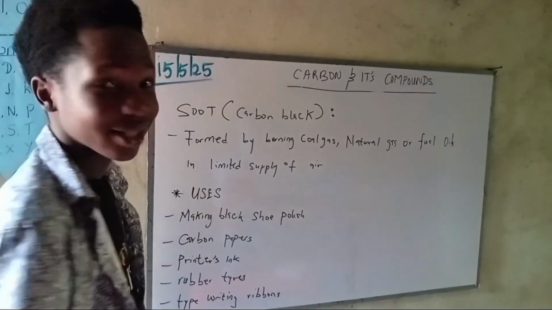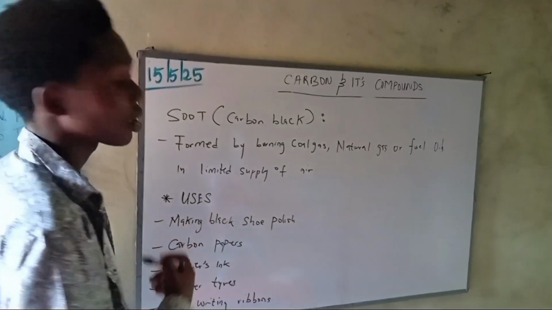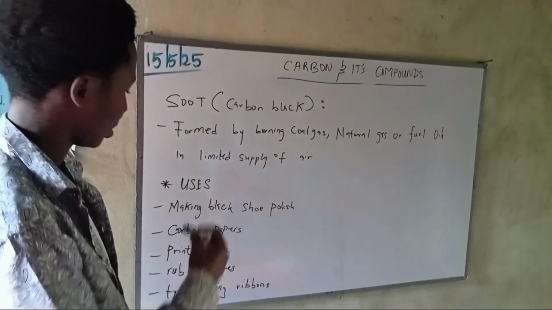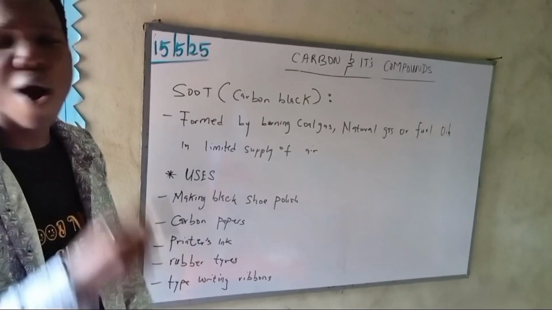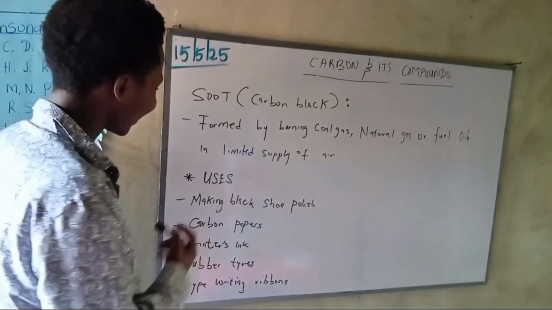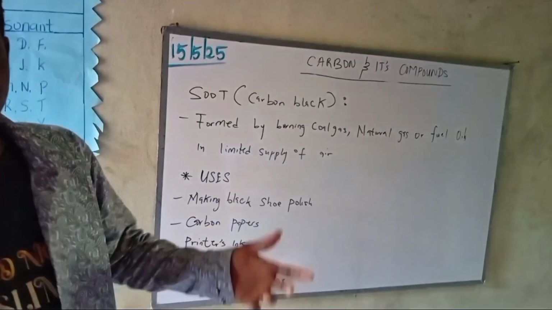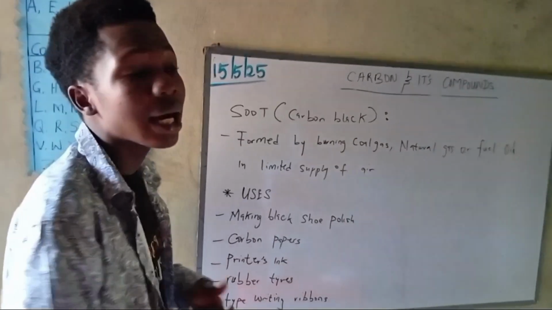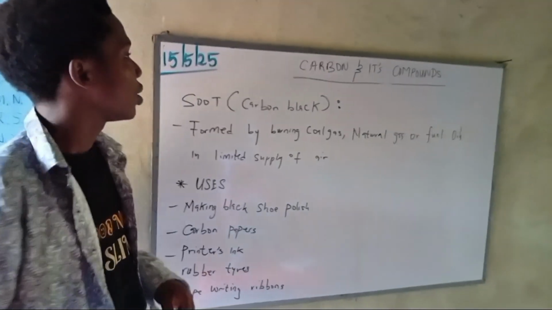He has a lot of uses. So it's used for making black shoe polishes, cardboard paper, printers ink, rubber tires, typewriting ribbons. If you notice something, all these things are all black. Panther. So just take note of it. For making black shoe polishes, carbon paper, printers ink, typewriter inks and ribbons. So all good. Now this is the last stage in amorphous forms of carbon.